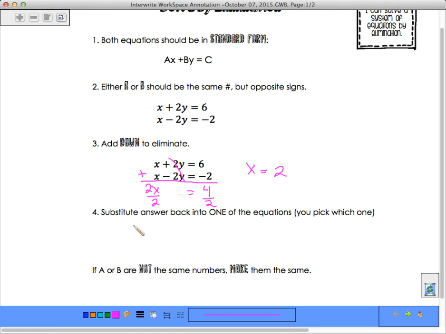So now I have x plus 2y equals 6, but I know that x is 2, so I have 2 plus 2y equals 6. I can subtract 2 from both sides, which gives me 2y equals 4. Divide both sides by 2, and I get y equals 2. So my final answer here is x is 2 and y is 2, (2, 2).